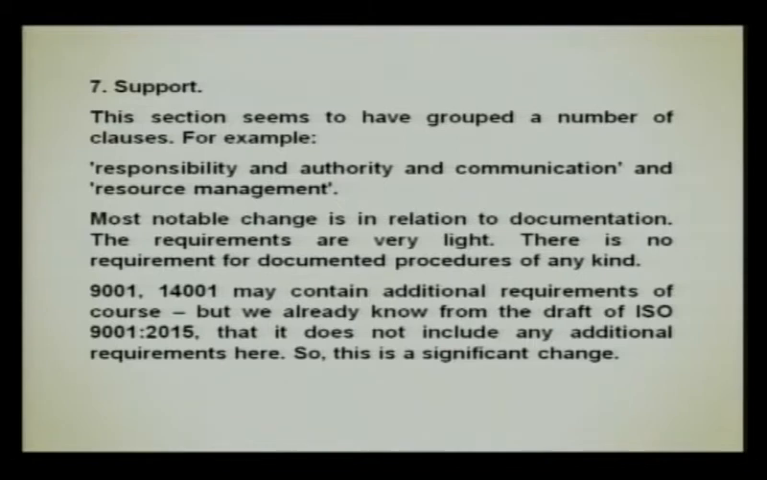The high level structure also has a clause 7 which is titled support. This section seems to have grouped a number of clauses. For example, the responsibility and authority and communication and resource management, which was present in different parts of the standards in the earlier versions, would now be grouped under this clause.